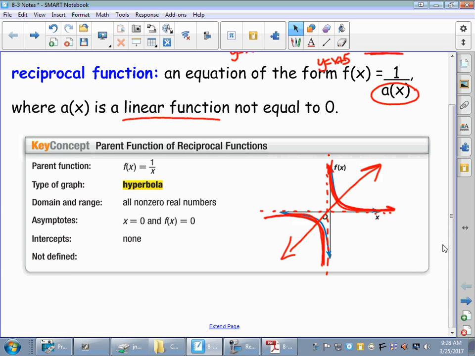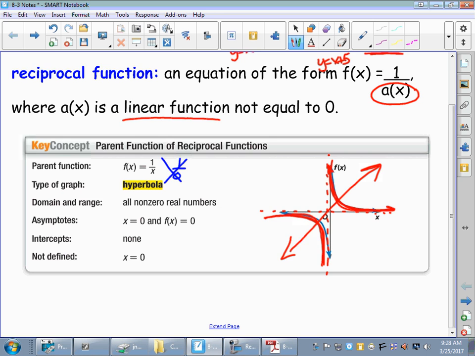And it's not touching the y-axis because that's your asymptote. And so it's not defined. Where are we not defined? When x equals 0. If you were to plug 0 in for x in this equation, you would be undefined because you're not allowed to divide by 0.